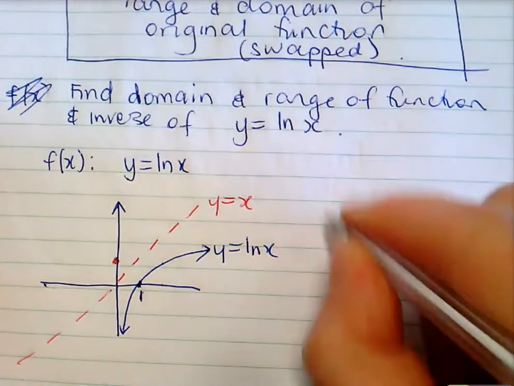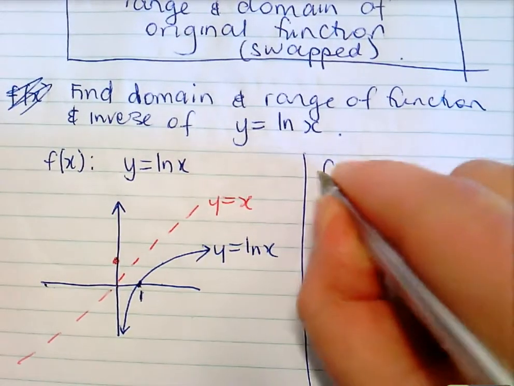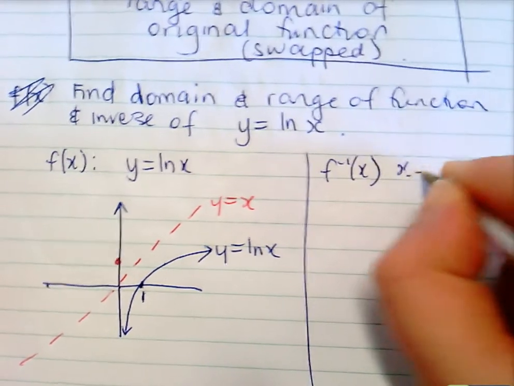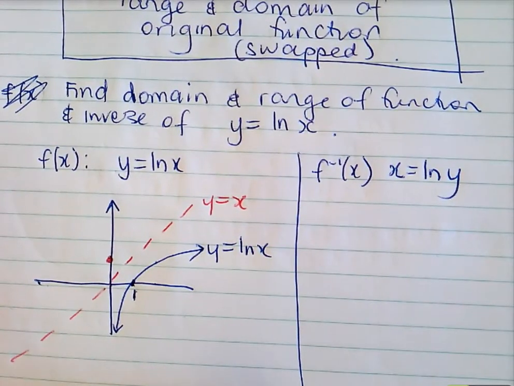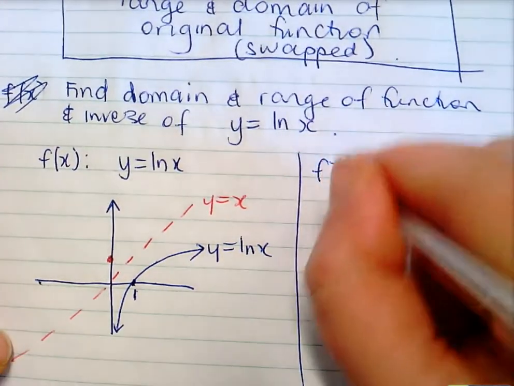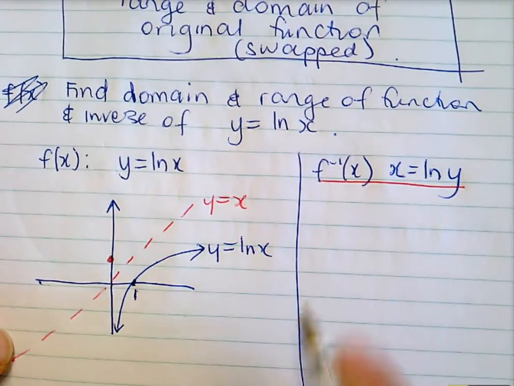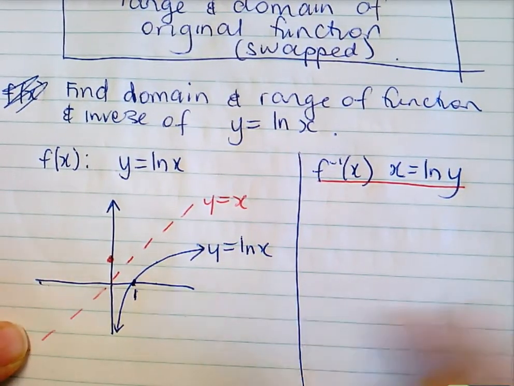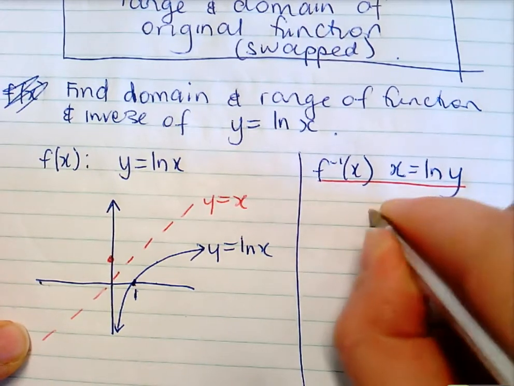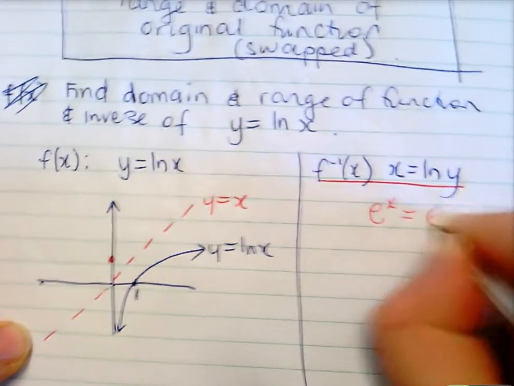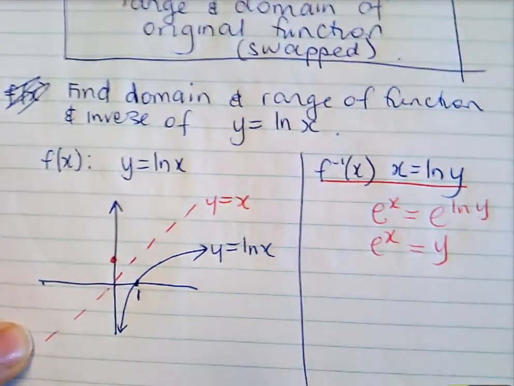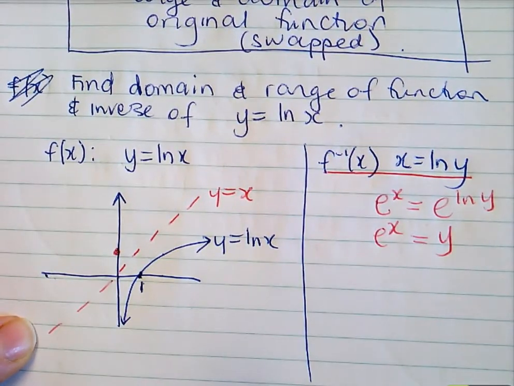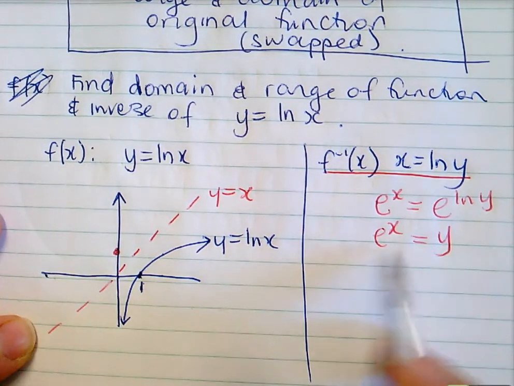Now, you did this last night as part of your homework. The inverse function would be x equals ln y. How do I make y the subject? Take e of both sides. e to the x equals e to the ln y, which gives y equals e to the x, is the inverse function. Now we know what y equals e to the x looks like.